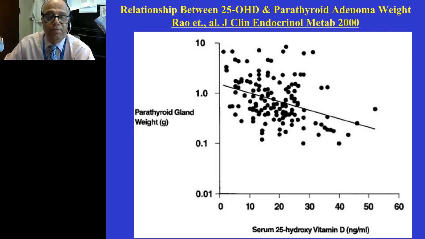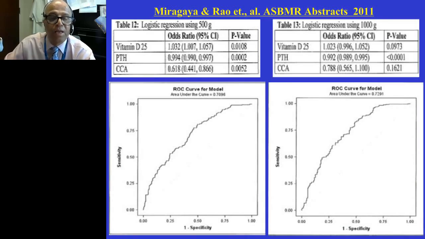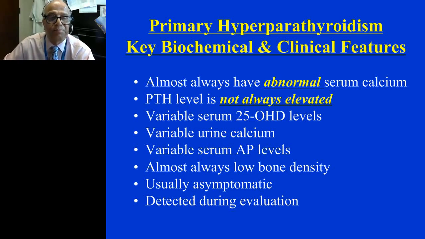We also looked at the 25-hydroxyvitamin D and the adenoma size, and we found that the lower the vitamin D level, the larger the gland size, the higher the PTH level, as one would expect. And similarly, we have looked at a larger population of close to 1,000 patients, fully surgically verified. Again, the lower the vitamin D level, the larger the gland size. And when we looked at the bigger glands versus smaller glands, the relationship continues to exist regardless of the gland size. It appears that the growth of the tumor is genetically determined, whereas the size of the tumor is determined by the vitamin D status.